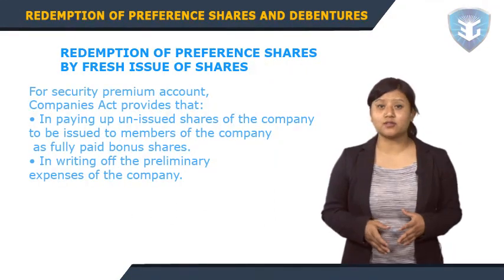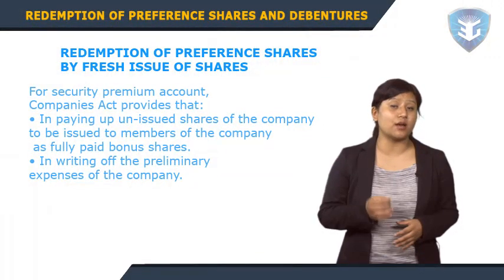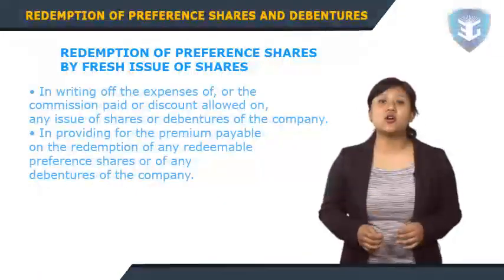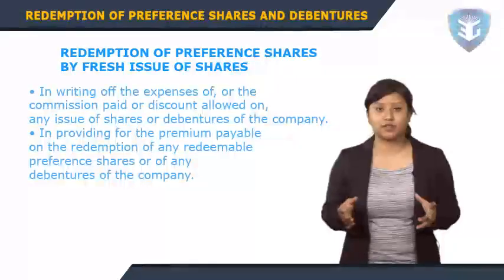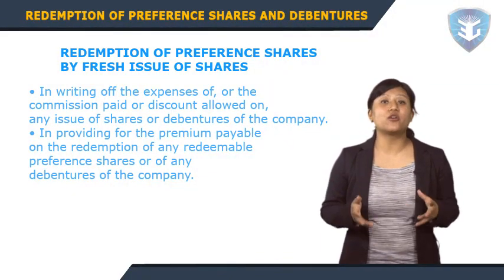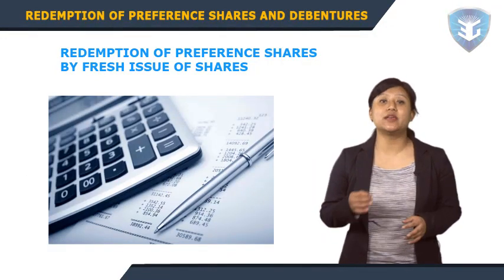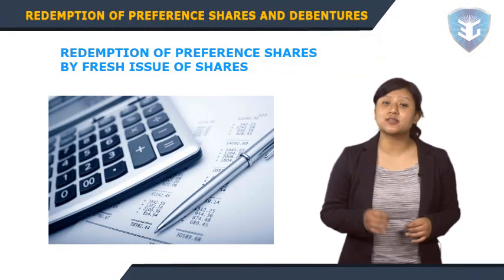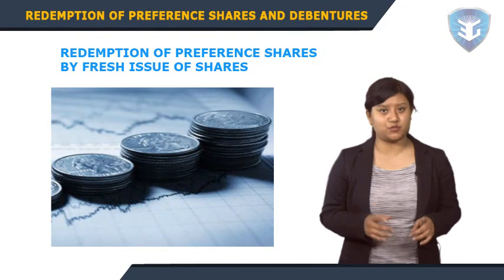For Security Premium Account, Companies Act provides that it may be used in paying up unissued shares of the company to be issued to members of the company as fully paid bonus shares, in writing off the preliminary expenses of the company, in writing off the expenses of or the commission paid or discount allowed on any issue of shares or debentures of the company, in providing for the premium payable on the redemption of any redeemable preference shares or of any debentures of the company. Any other way in which securities premium account is utilized will be in contravention of law. It is interesting to know that the premium on redemption of preference shares can be adjusted against securities premium account, but the redemption itself cannot be financed out of the securities premium account.